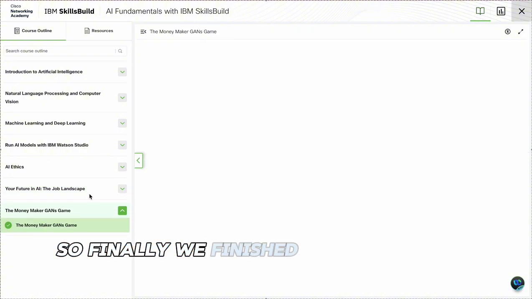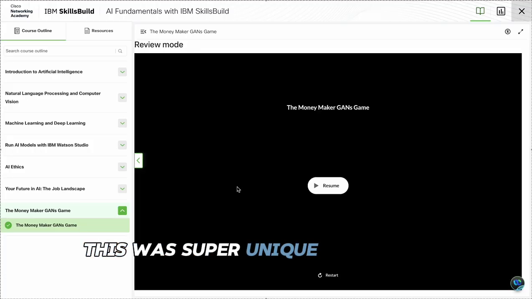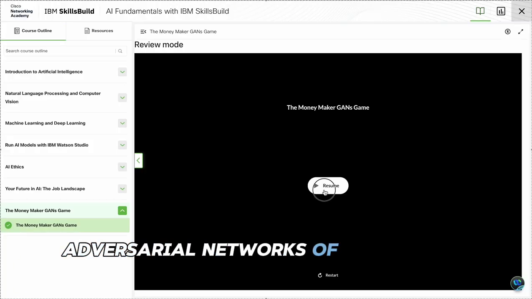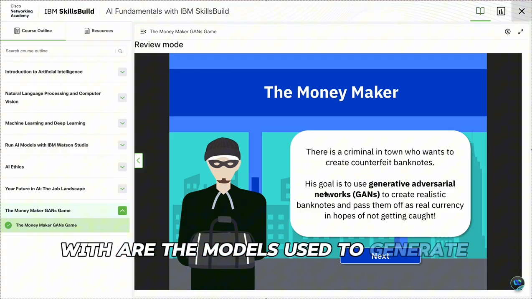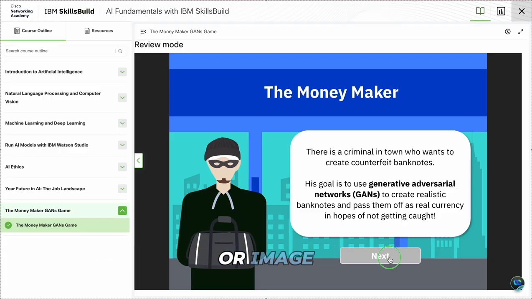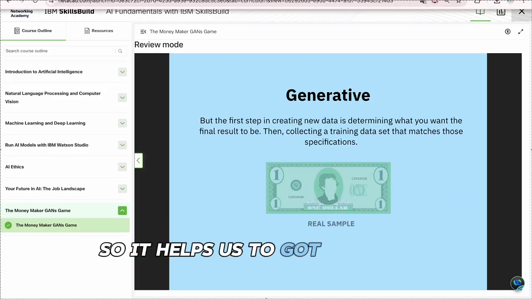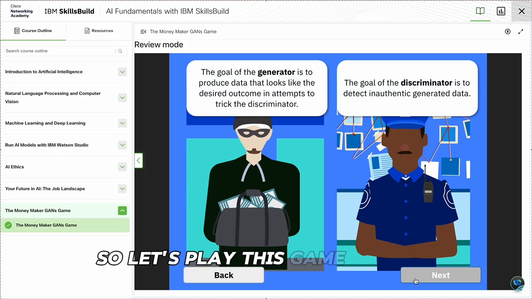Finally, we finished with the Moneymaker GANs game. This was super unique because we learned about generative adversarial networks, or GANs, which are the models used to generate realistic faces or images, through a really cool interactive game. It helps us get our final certificate. So let's play this game quickly.